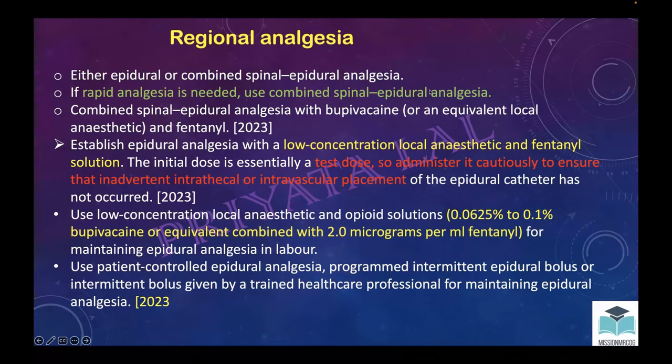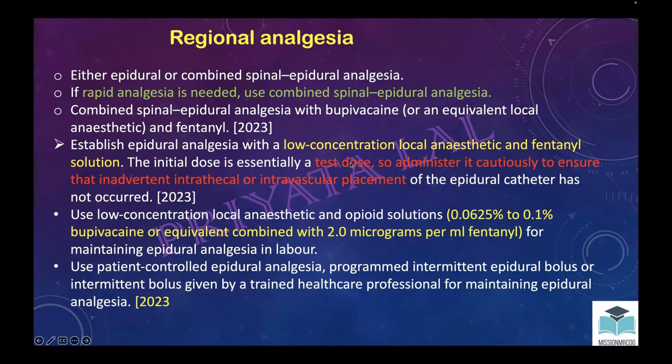And what is to be used here? Bupivacaine and fentanyl are used. Apart from this, they want you to offer a low concentration local anesthetic and fentanyl solution. The initial dose will be a test dose when giving it very initially, so you have to be very careful. Why? Because there could be an inadvertent intrathecal puncture, or sometimes intravascular placement of the epidural catheter may be there. So it has to be really slow at the initial stage.